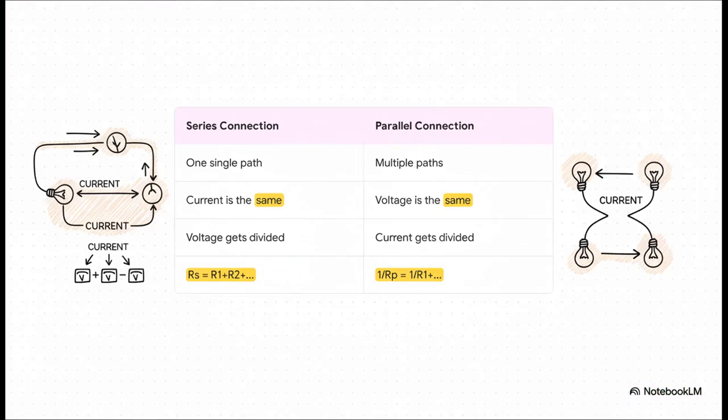Okay, beta, this slide is super, super important, so please pay close attention. In a series connection, everything is connected one after the other in a single line. The most important thing to remember here is that the current stays the same for everyone. But in a parallel connection, they are in different branches, so the current gets divided into different paths, but the voltage is the same for everyone. You should definitely memorize this table.